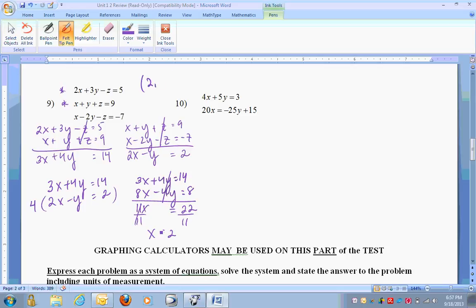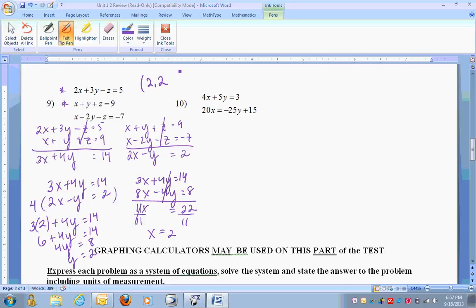Okay, so now I can go and plug that back into one of my two equations with x and y in it. So I can plug it in to 3. Instead of x, I can multiply by 2 plus 4y equals 14. So that's 6 plus 4y equals 14. Subtract 6 from both sides, and you end up with 4y equals 8. So y, in this case, also equals 2 when you divide both sides by 4.